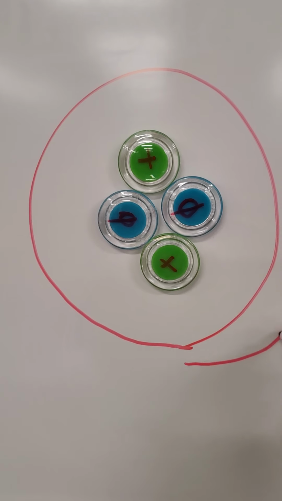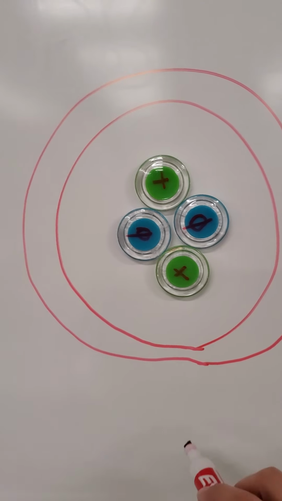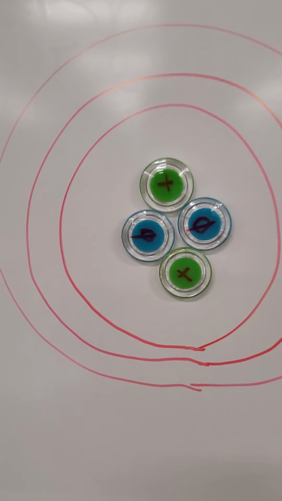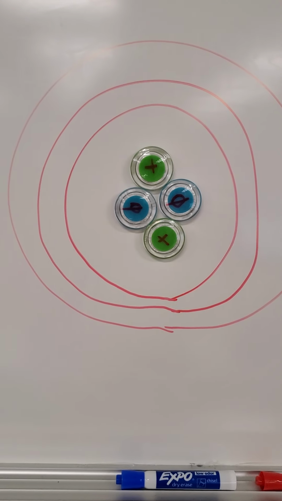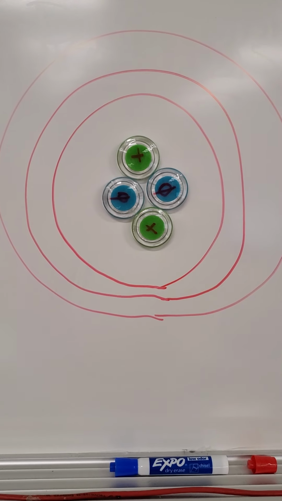Okay, so I'm just going to draw 3 quick, and it's hard to do this and hold my phone, but we're going to draw 3 levels of electrons. It's not perfect, but it's okay. So outside of the nucleus, we have negative charges.